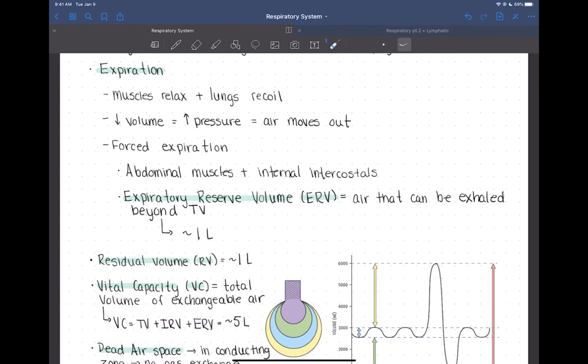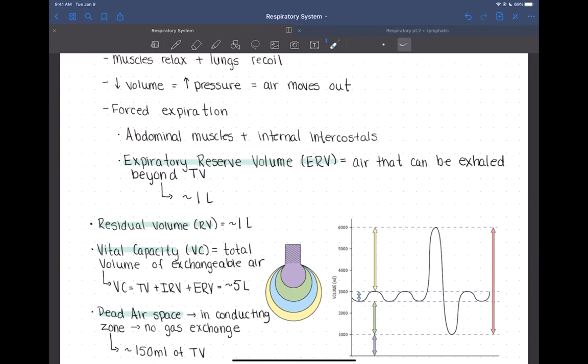However, you can exhale past that normal quiet exhale. That is called forced expiration, and that will involve your abdominal muscles and your internal intercostal muscles. That volume is referred to as the expiratory reserve volume, the volume of air that can be exhaled past your tidal volume. Typically that'll be around 1 liter.